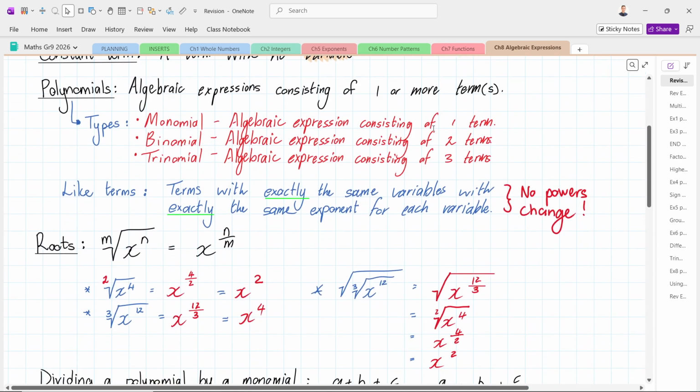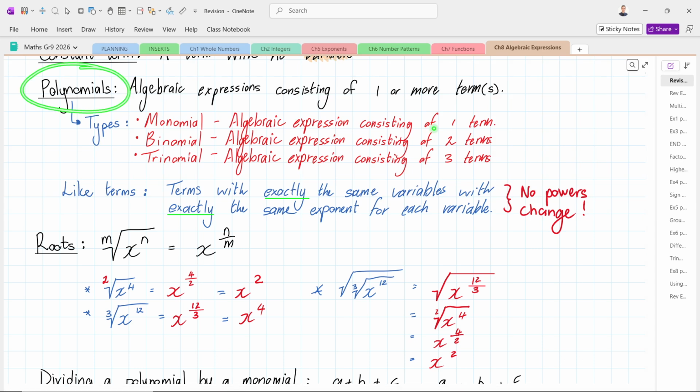Then we can classify polynomials. Polynomial is just a fancy word for an algebraic expression that consists of one or more terms. There are special types. Monomials only have one term. Binomials have two terms. Trinomials have three terms. And that's where we end. They are all forms of polynomials. But if there are more than three terms, we will simply refer to them as polynomials.